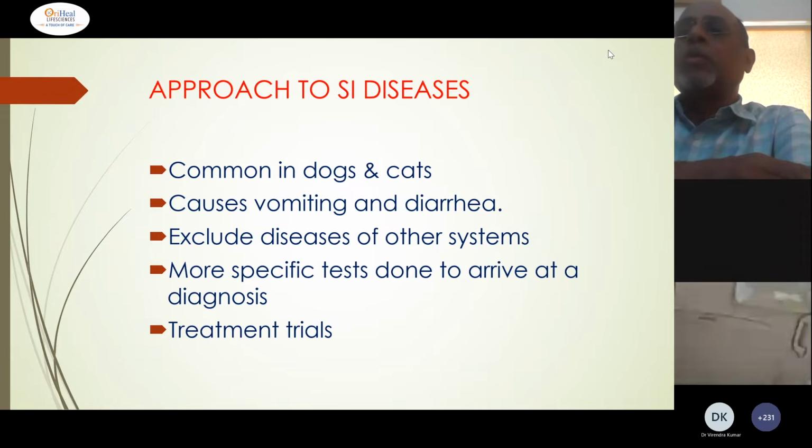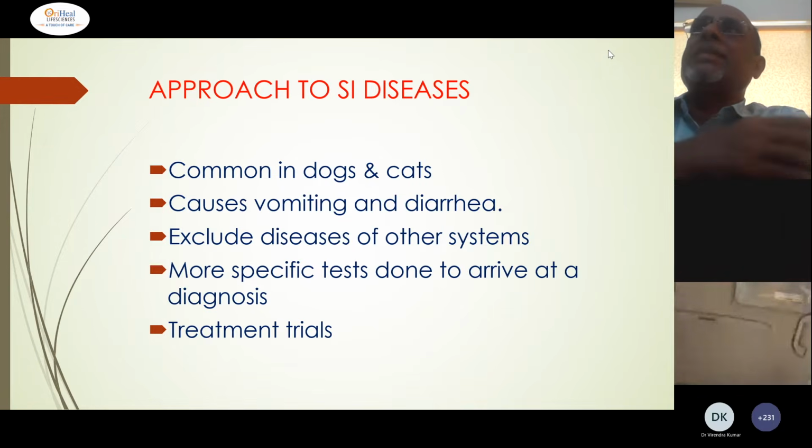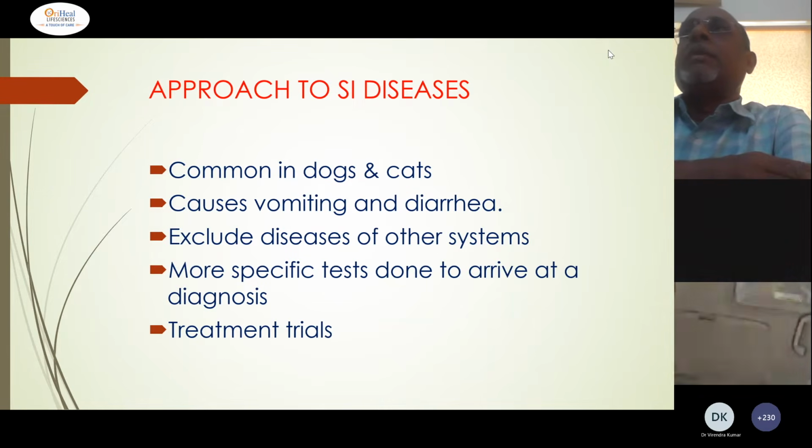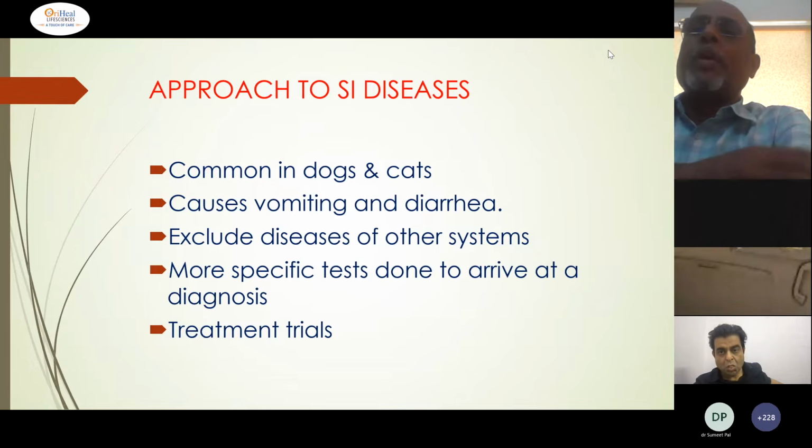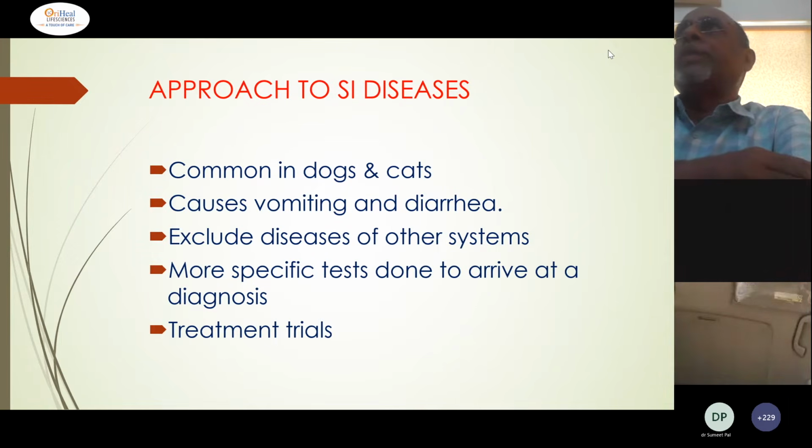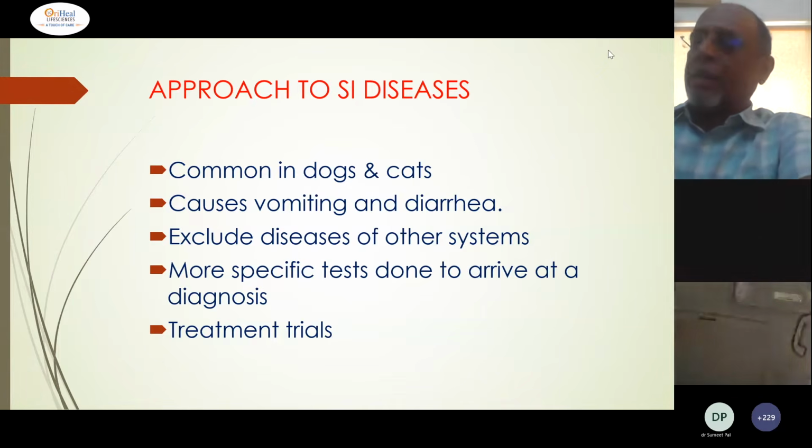More specific tests are done to arrive at a diagnosis whenever the case requires that. Most acute cases may not require them, but acute cases presented in very critical condition require some diagnosis, and chronic cases definitely require an approach to diagnosing what exactly the problem is. And of course, we always have treatment trials, most of the time in remote areas when you don't have all the tests to perform. Based on your knowledge of the disease, you can go in for treatment trials, and response to the treatment trial is a diagnosis well made.